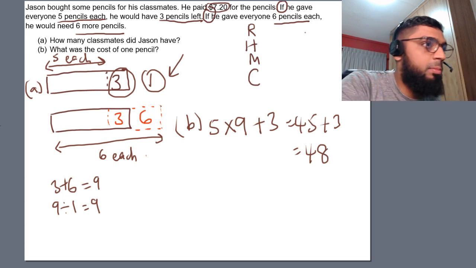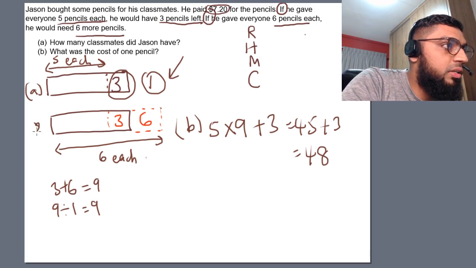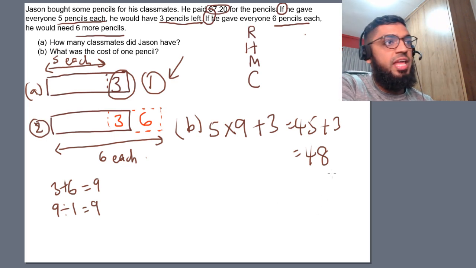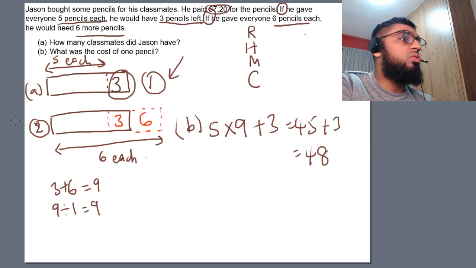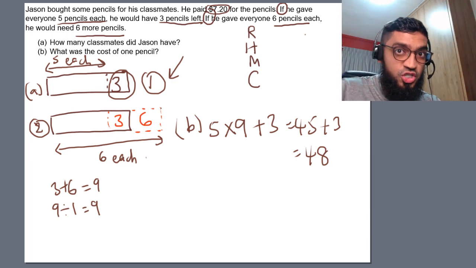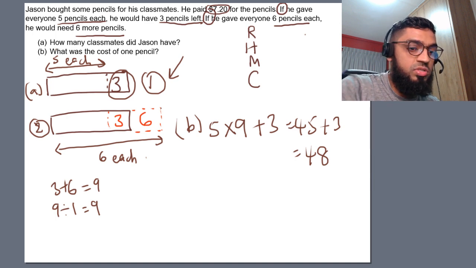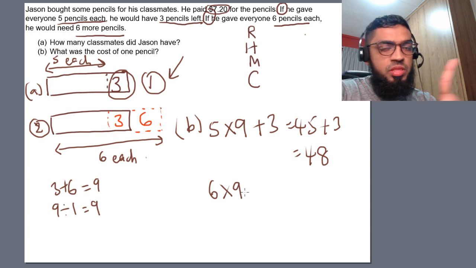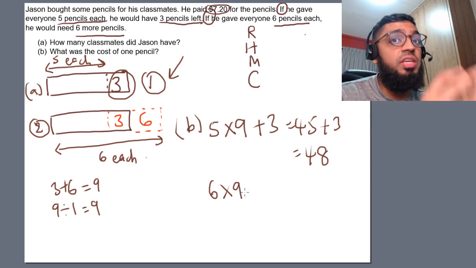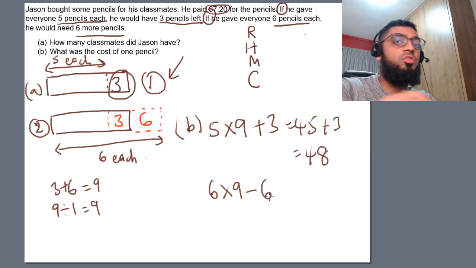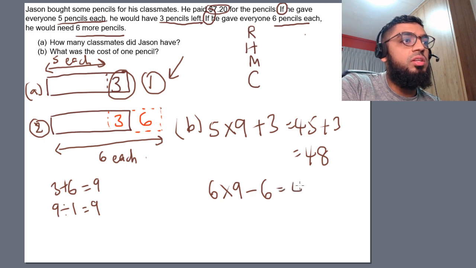Okay, so you can check by using the second model right here. From the second model, you should be able to check that indeed it is 48 pencils that he bought. So how do I use the second model to help me? Now, the second model is the case where everyone gets 6 each. So remember, he has 9 friends, so 6 times 9. But remember this, he does not have enough if he gives everyone 6. He will have how much short? He will have 6 short. So we have to subtract away 6 to get a final answer of 48.